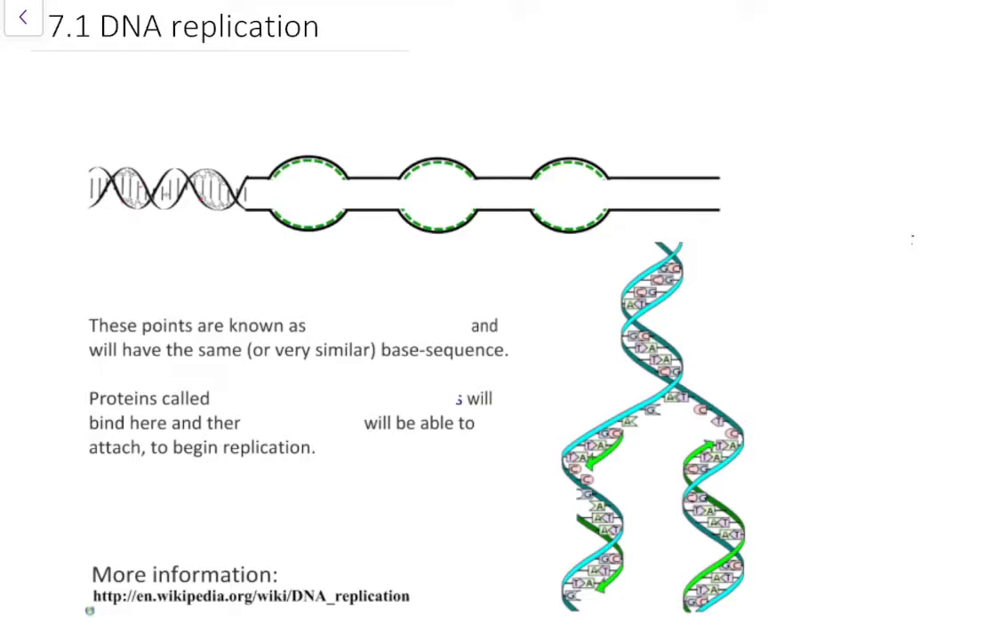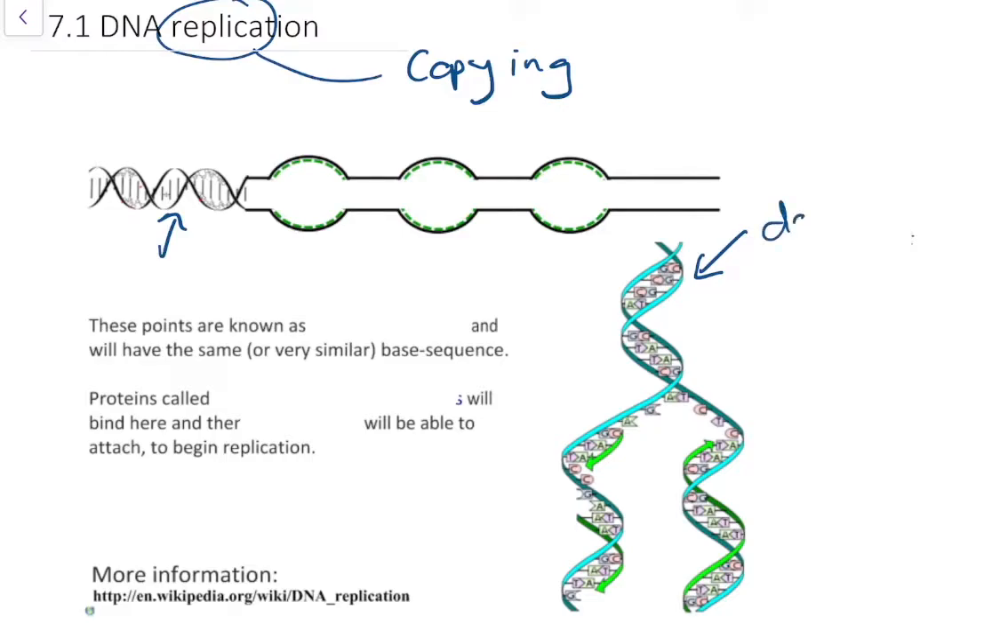So, DNA replication, a replicate is like if you've got a replica piece of artwork, it's a copy. So DNA replication is DNA copying. We're going to take the double-stranded molecule of DNA and we need to copy it. So you can see what's happening here. We've got the double helix and it's being unwound. And then each strand is being used to make a new strand.